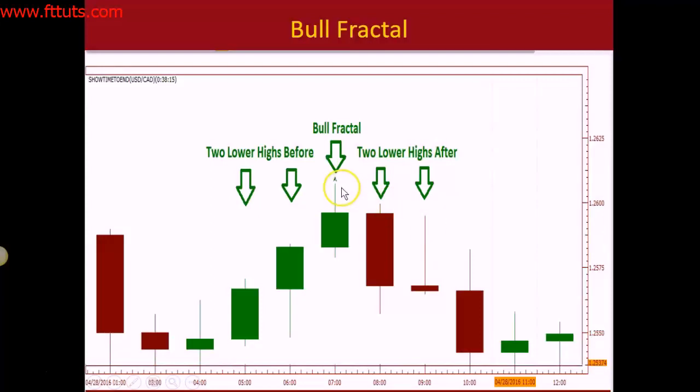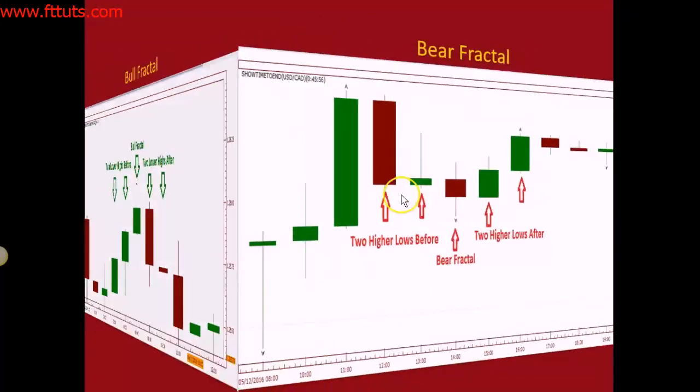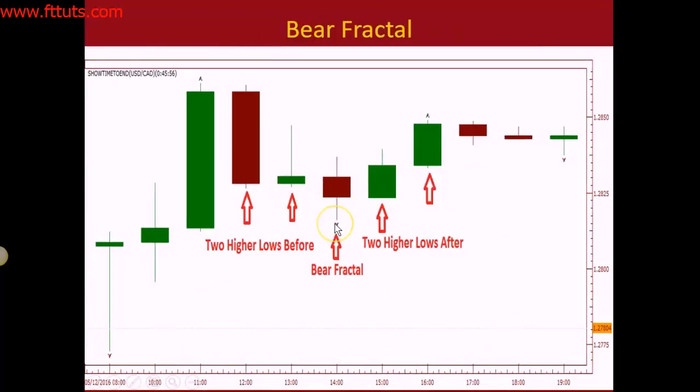This high is lower than this fractal high. This high and this high is lower than this fractal high here. That's a bull fractal. A bear fractal would have the opposite.